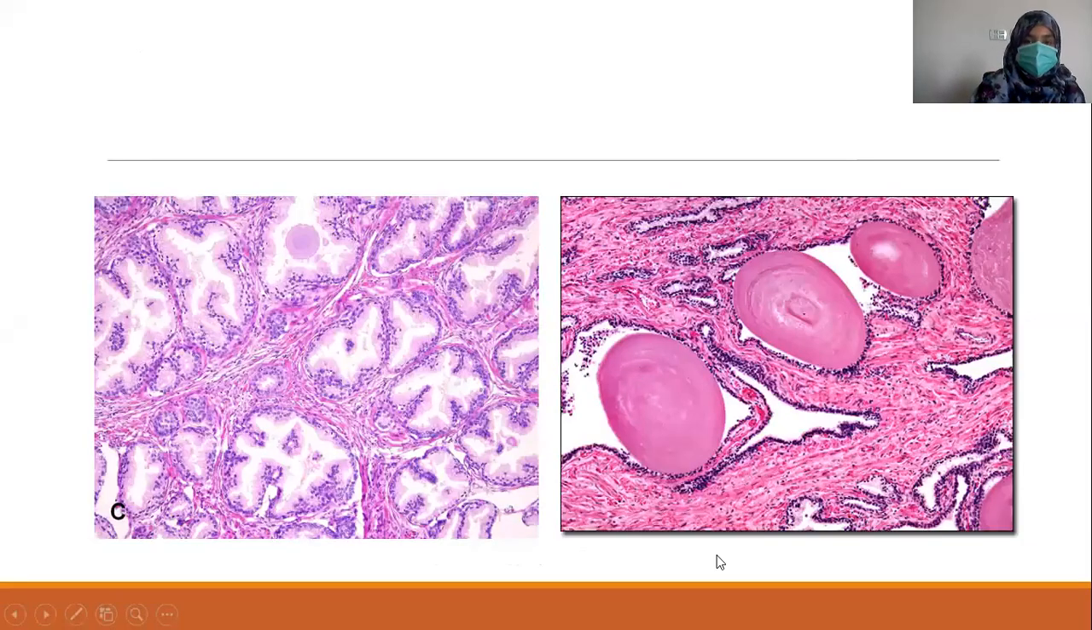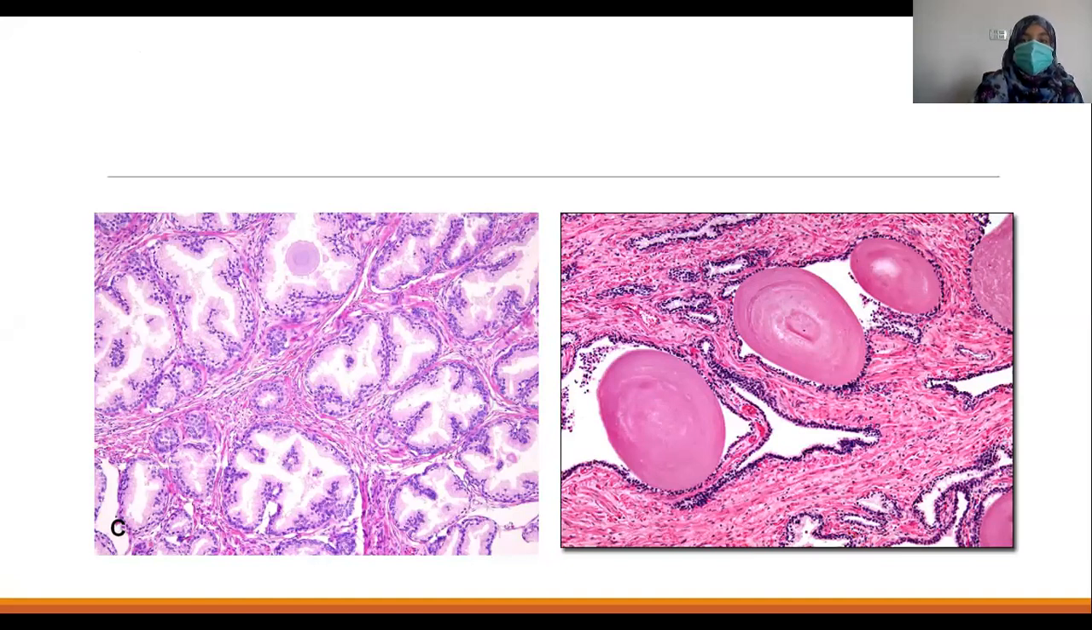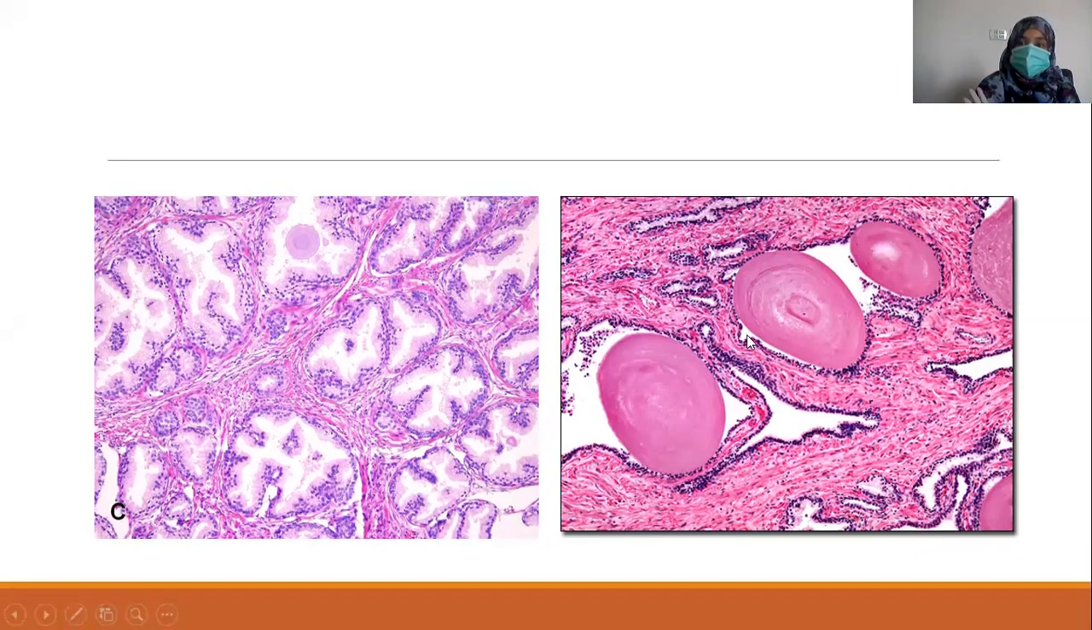These are the pictures that you see inside your microscope. The first picture shows enlarged glands, as well as papillary infoldings and the intervening stroma. This pink is intervening stroma, which is also hyperplastic. And this is corpora amylaceae that is present inside one of the glands. So this is a high power view of corpora amylaceae. These are lamellated proteinaceous material.